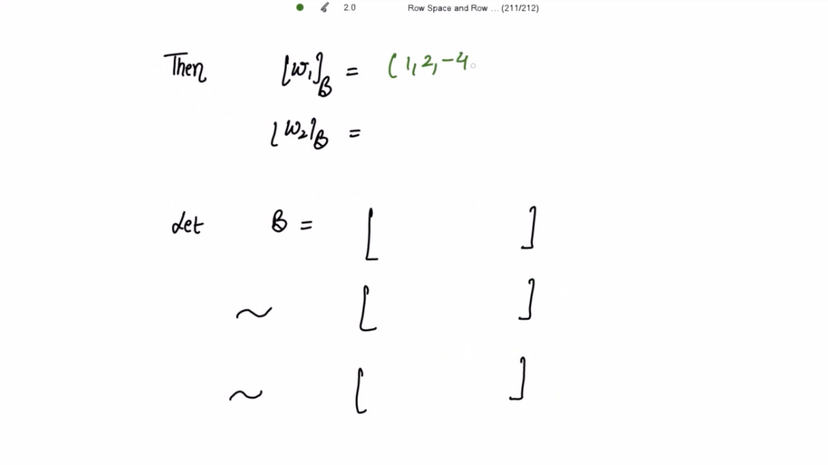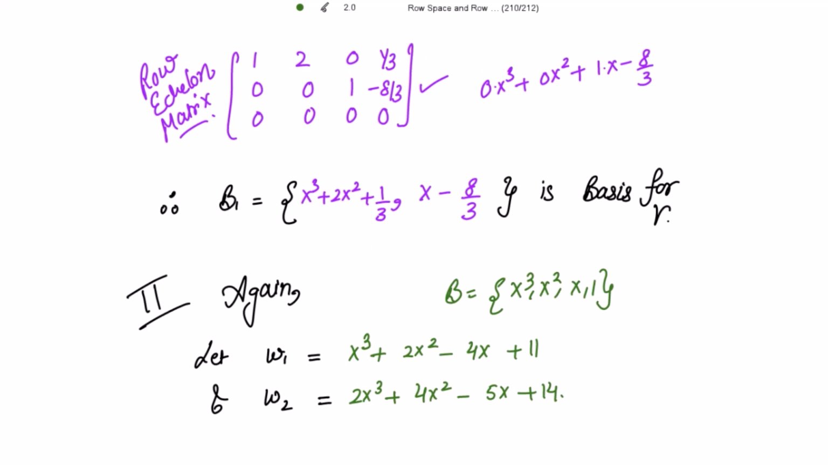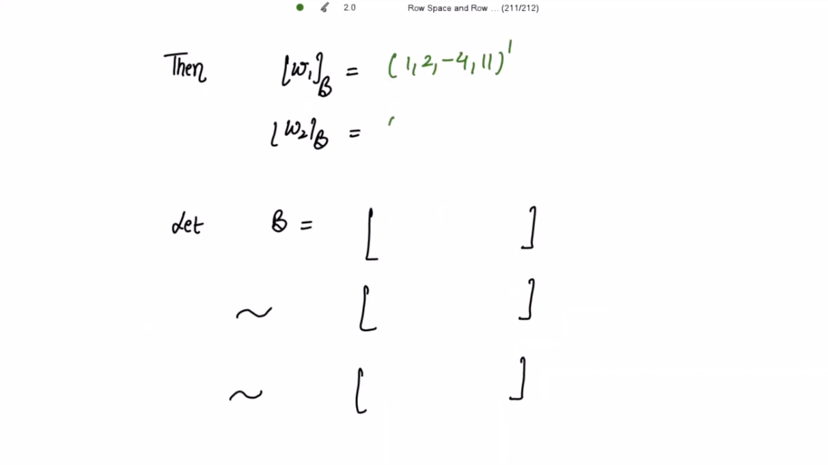1, 2, negative 4, 11, dash. Coordinate vector of w2 relative to the basis b is 2, 4, negative 5, 14. So it is 2, 4, negative 5, 14. This dash implies that this vector is in column format. Writing these coordinate vectors in a matrix form row-wise, and let's name that matrix B. So writing the first vector, that is 1, 2, negative 4, 11. And the second vector as 2, 4, negative 5, 14.